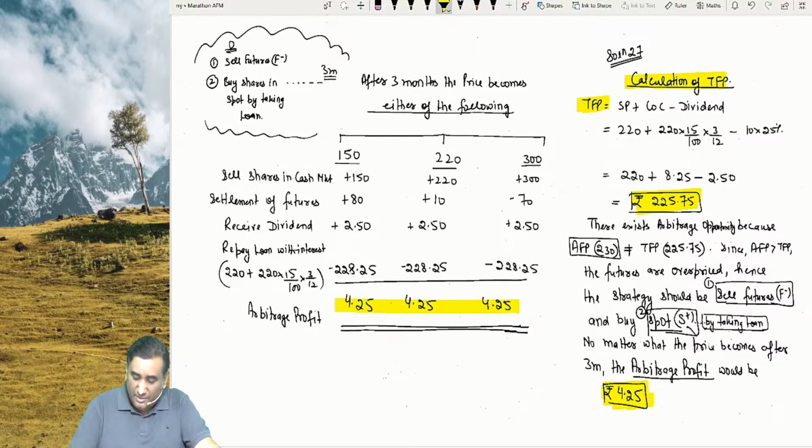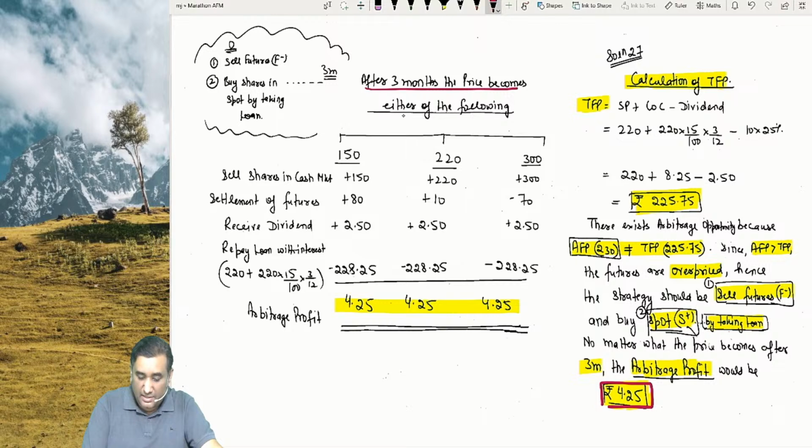Clearly there exists an arbitrage opportunity because AFP is greater than TFP. Futures are overpriced. By looking at the futures, although I write S plus F minus, my S plus call was taken by looking at F minus. Then we say sell futures, F minus, and buy spot, S plus, by taking a loan. No matter what the price becomes after 3 months, arbitrage profit would be 4.5. After 3 months, the price becomes either of the following: 150, 220 or 300 in the cash market, whatever the share. Then settlement of futures, receive dividends, repay loan with what?